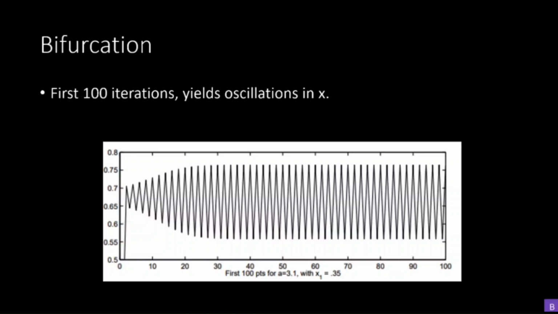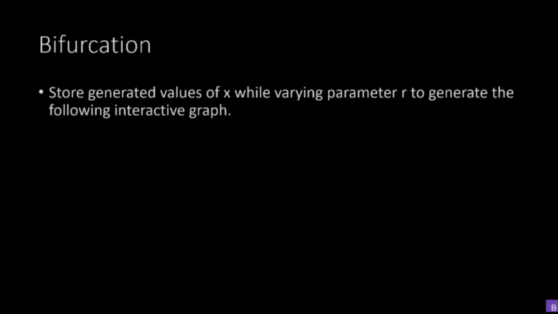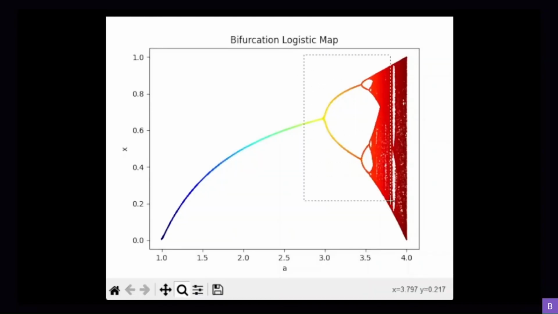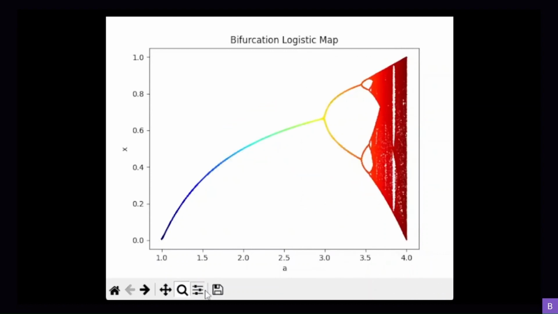This, of course, needs to be ignored by our program. You can now store these generated values of x after 100 iterations for each value of r, from 1 to 4, with steps of 1,000th to create the following interactive logistic map. This graph has panning and zoom options, as well as a figure save feature when you're done exploring its intricacies.